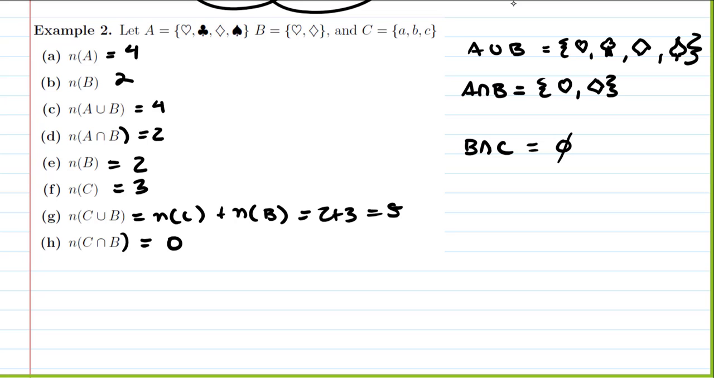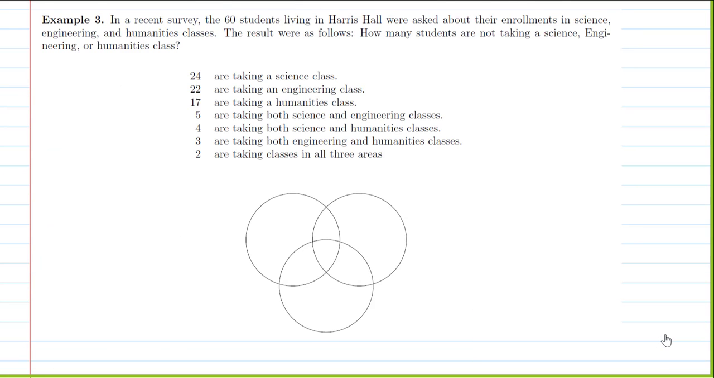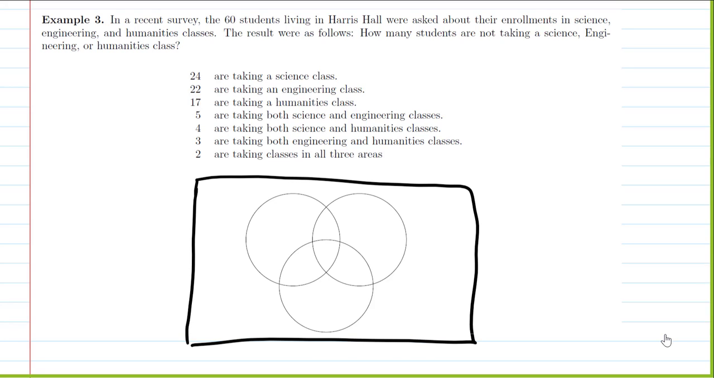So in a recent survey, 60 students living in Harris Hall were asked about their enrollment in science, engineering, and humanities classes. The results were as follows. Okay, how many students are not taking a science class, an engineering class, or a humanities class? So what do we know about the size of our universe? 60, right? Our universe contains 60 students.